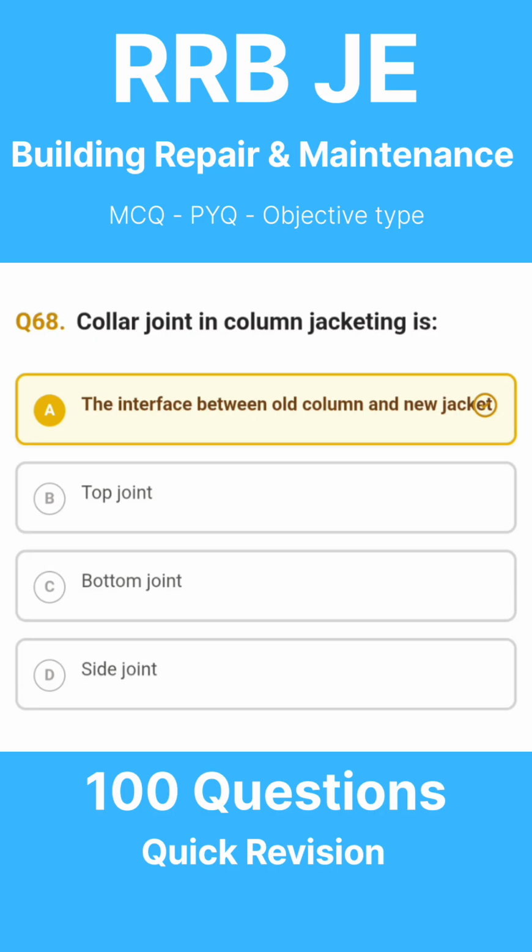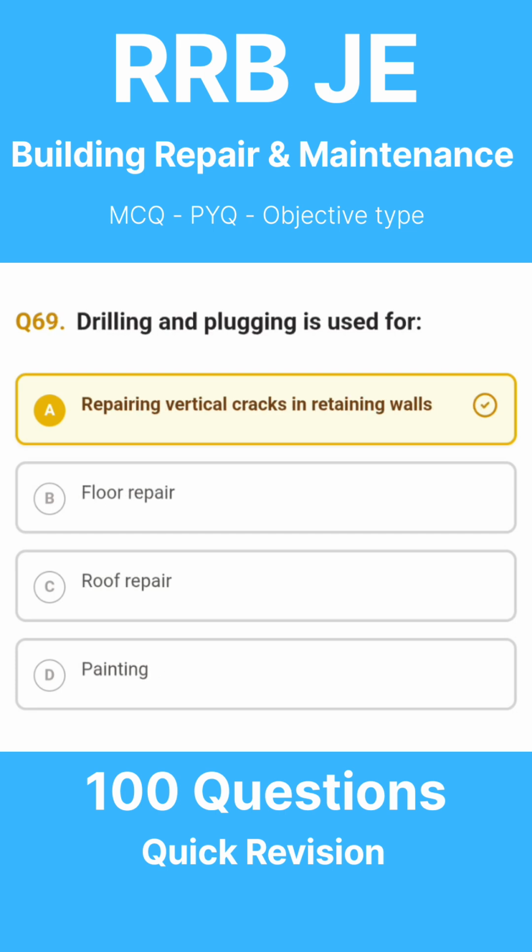Question 68. Collar joint in column jacketing is. The correct answer is the interface between old column and new jacket. Question 69. Drilling and plugging is used for. The correct answer is repairing vertical cracks in retaining walls.